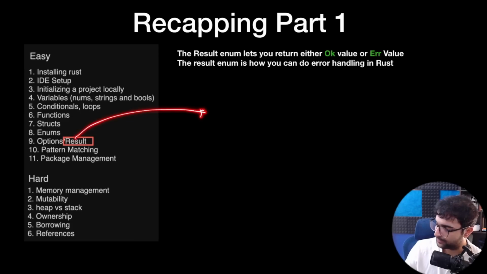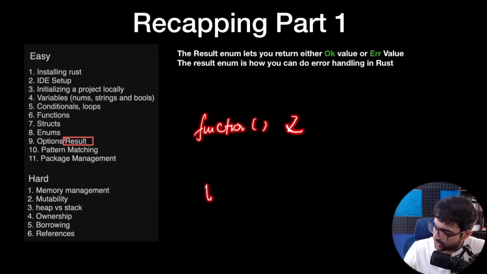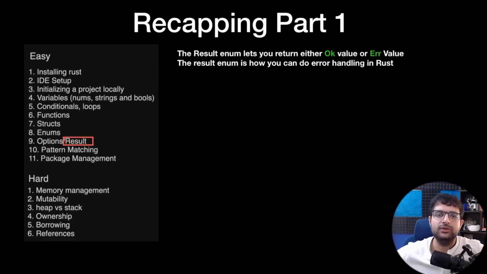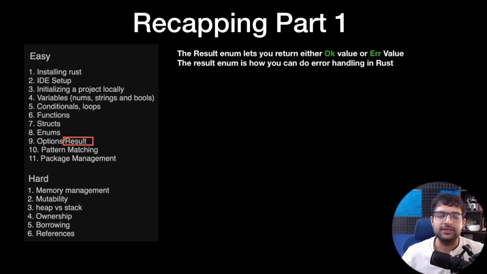Result is used for error handling. What does it say? The result enum lets you return either OK or error value. The result enum is how you can do error handling in case of Rust. A lot of times a function will either return a value to you or the function will error out. Here I was trying to do something, but that did not happen. I want to throw an error. In case of JavaScript, it happens by throwing a custom error like this. You throw an error in case of JavaScript.